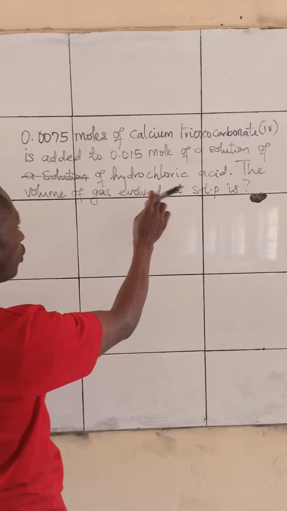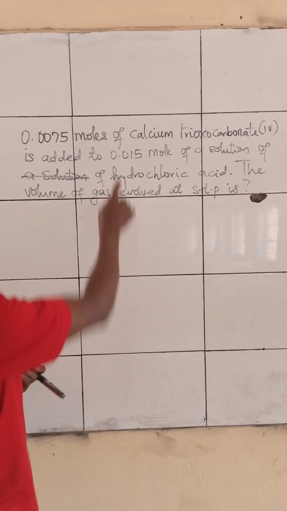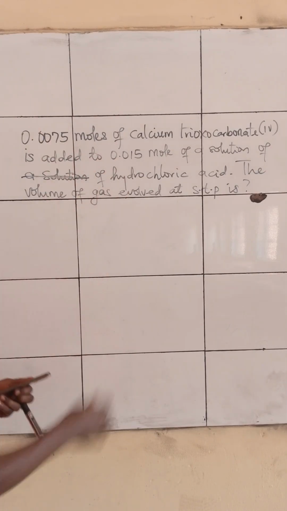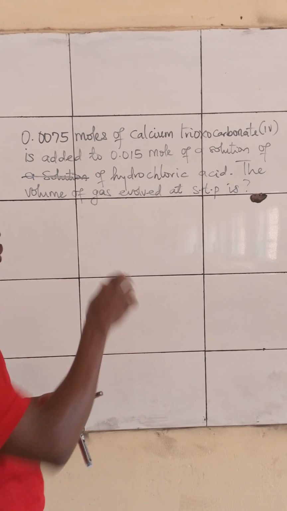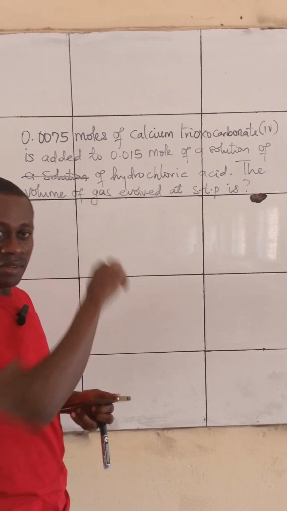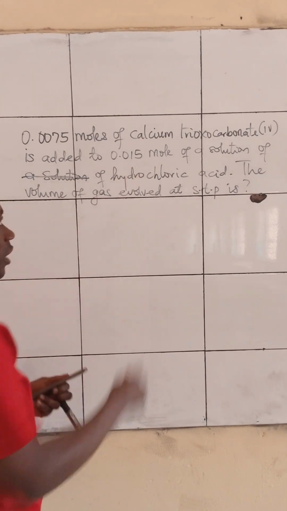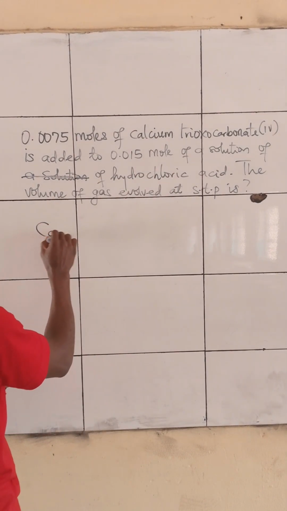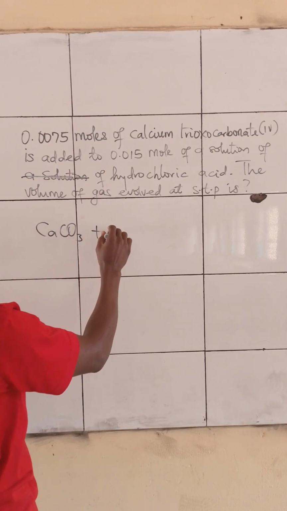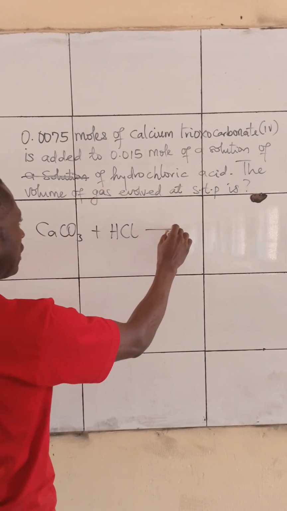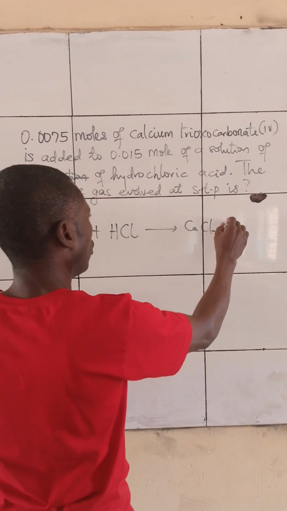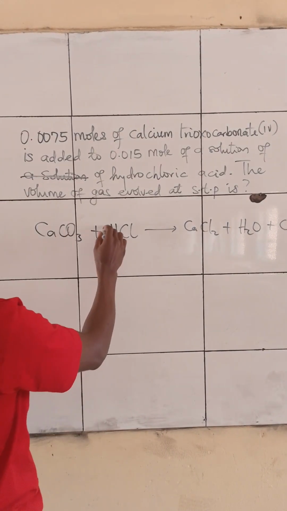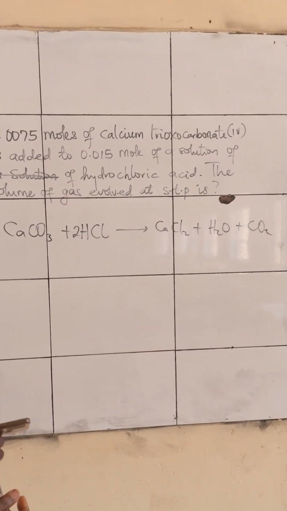So we are asked to find the volume evolved. You ask yourself, which of these two compounds will evolve gas? That is calcium carbonate, not hydrochloric acid. So the next thing is for you to write out an equation. Of course, you know that when calcium carbonate reacts with hydrochloric acid, it will evolve CO2 gas, with the production of calcium chloride and water. So let's see the equation. Calcium carbonate reacts with hydrochloric acid to give calcium chloride plus H2O, which is water, and CO2 gas will be evolved. You can see that the equation is balanced now.